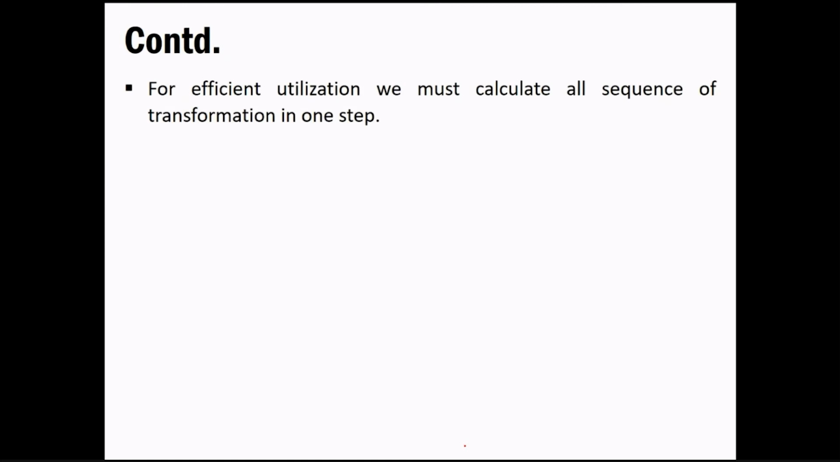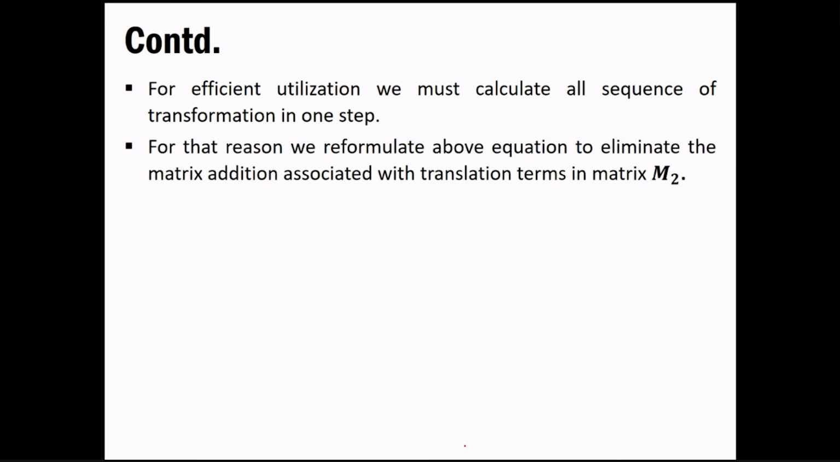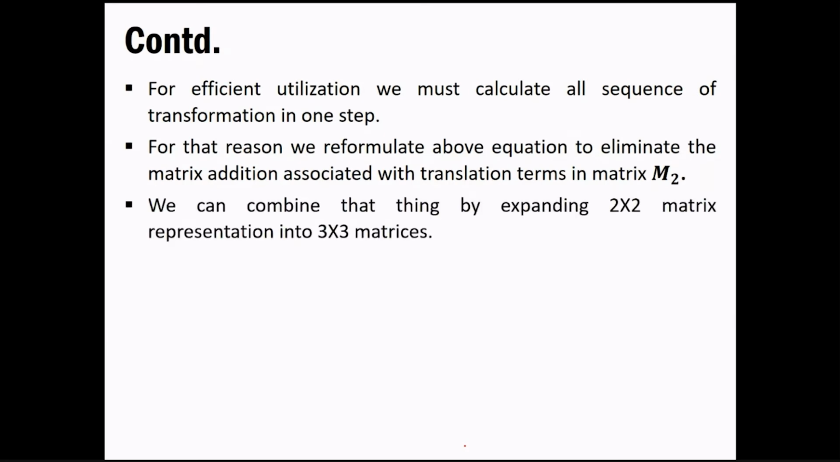For efficient utilization, we must calculate the whole sequence of transformations in one step. Whatever you want to achieve on the given object, you put all of these things together and achieve the required resultant thing, and you just evaluate it. For that reason we reformulate the above equation to eliminate the matrix addition associated with the translation term, that is M2. So we are getting rid of this translation term, M2, and we will reformulate this for our purpose. How can we do this?